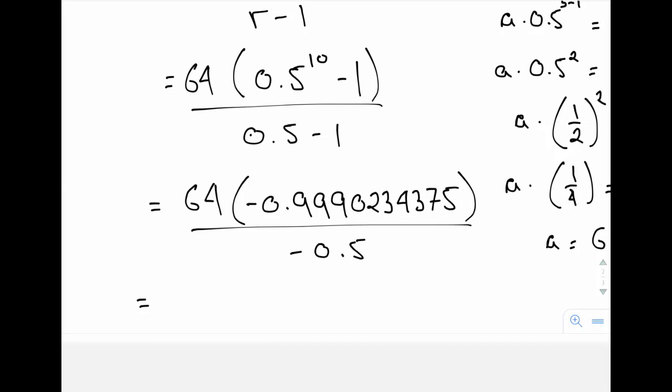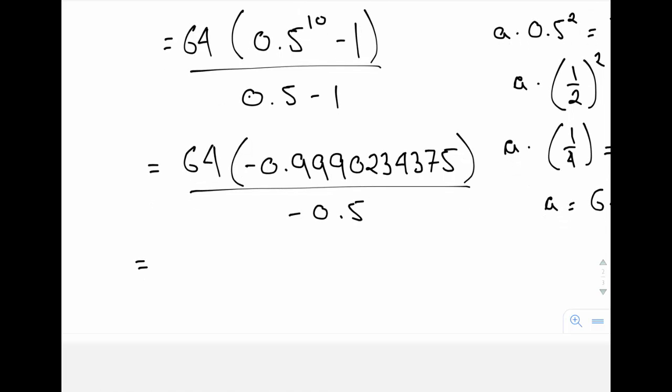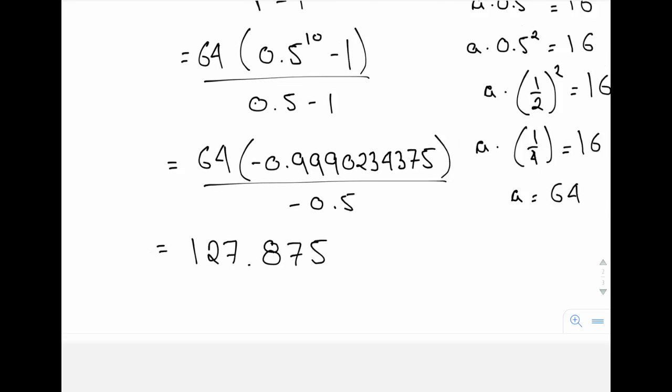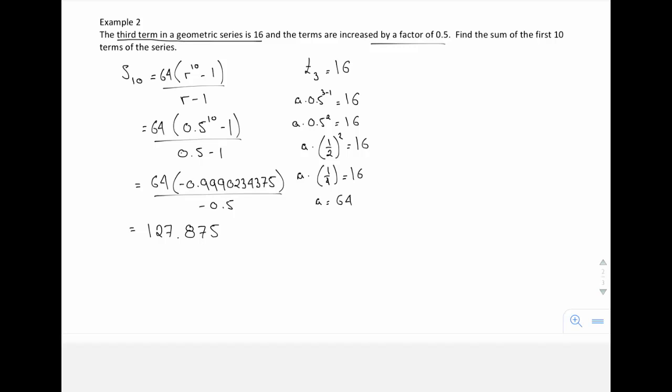So doing the math here, let's see what we get. Times 64, I get 127.875. And there's the sum of our first 10 terms in the geometric series.